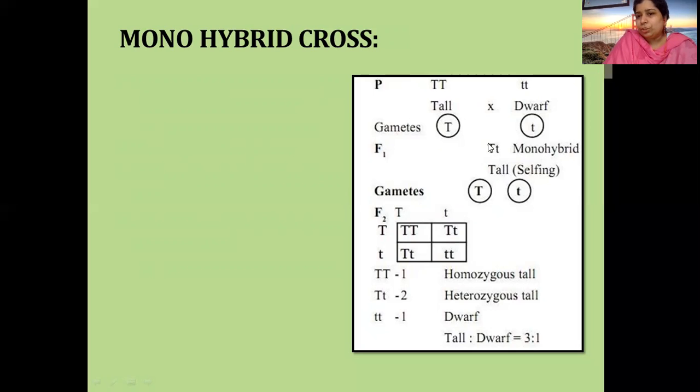It's a hybrid version, so it is a monohybrid offspring. It has a tall one and a dwarf one. Now, what did Mendel do after this? He took these T and t and tried to separate the gametes.